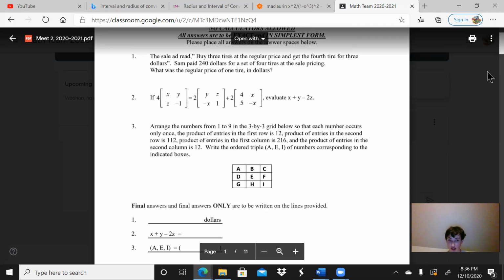B is either 1 or 6, but the product of the entries in the first row is 12. But wait, ABC is 12, but you can't use 12 again. So it's got to be 4, 3, and 1. 4, 3, and 1, but this is either 7 or 8, right? Oh, shoot. This is tricky.